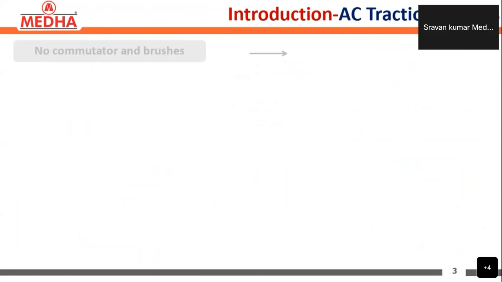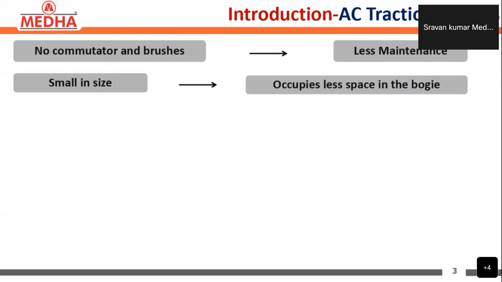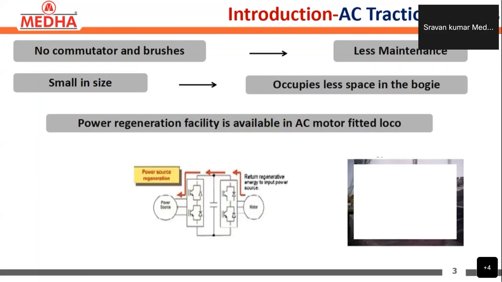So those are the disadvantages of the DC series motors that made us transfer to the AC traction motor, specifically the three-phase induction motor, that is the squirrel cage motor. These are some of the advantages of the AC traction motor we can see in this slide. We have no commutators and brushes, so the maintenance is greatly reduced. Next, compared to the DC series motors, the AC traction motors are very small in size, and due to their compact size, they occupy less space in the bogie. And next, the power regeneration facility is available in the AC motor fitted locos.